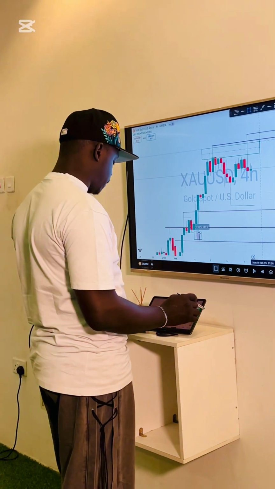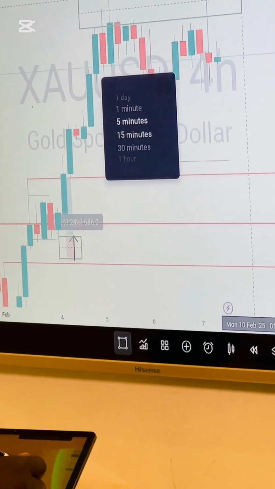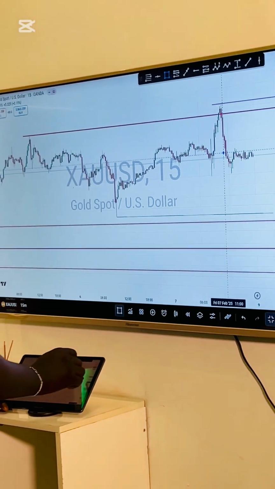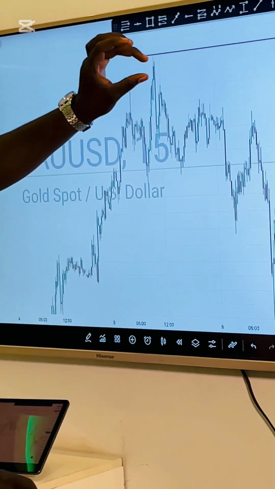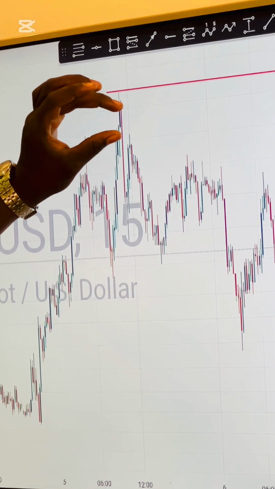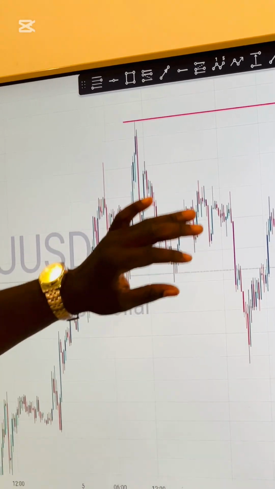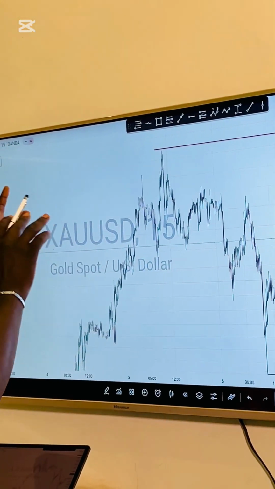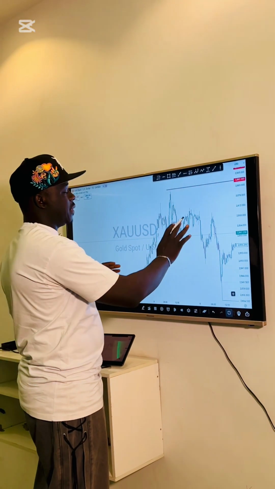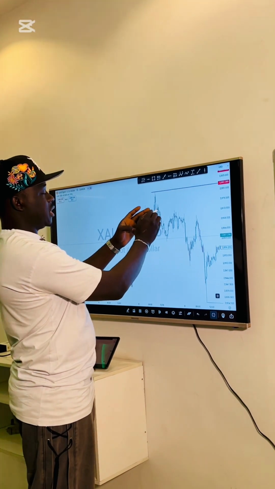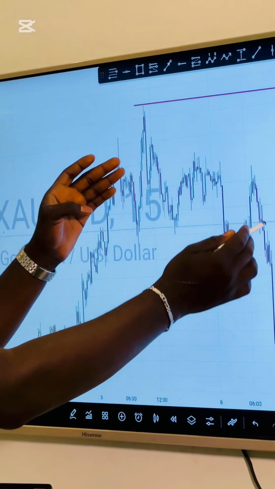smaller time frame, which is 15 minutes. I told you, 15 minutes. So this is our 15-minute time frame. Basically, this was where we got all those rejections. These are the rejections that we've gotten on the higher time frame. So we got all this rejection, and this is what the rejection has made on a smaller time frame.